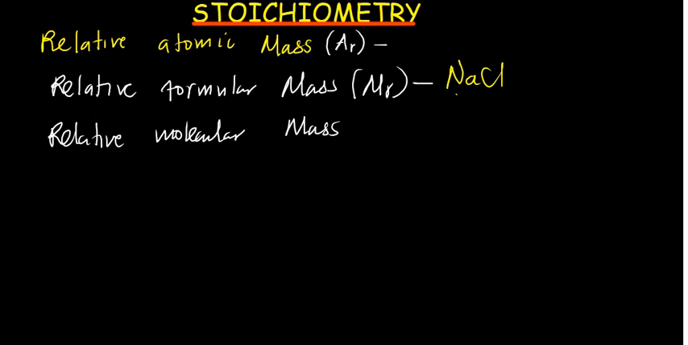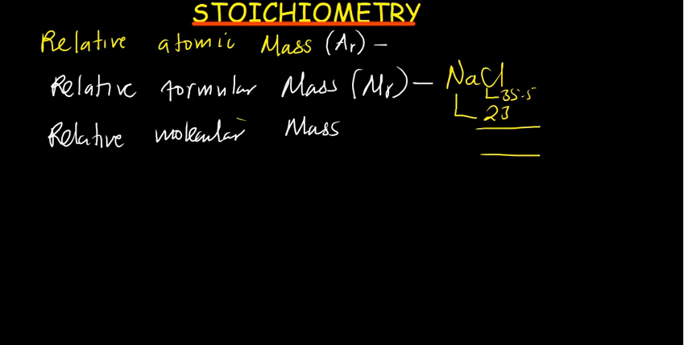So when you get the relative atomic mass for sodium, that is about 23, and you get the relative atomic mass for chlorine, that is about 35.5. When you add these two masses, the answer that you are going to get is called relative formula mass.